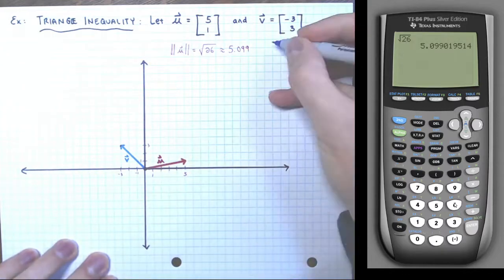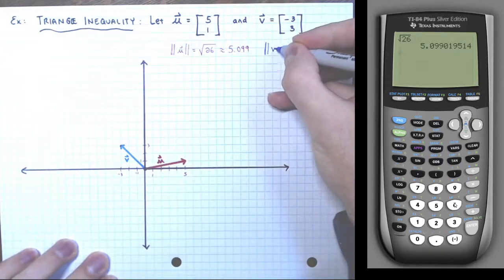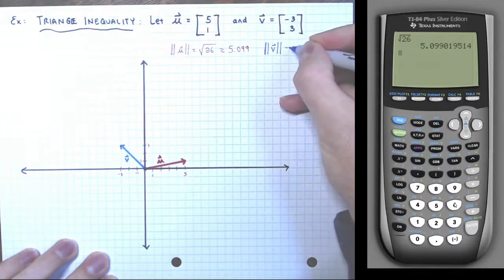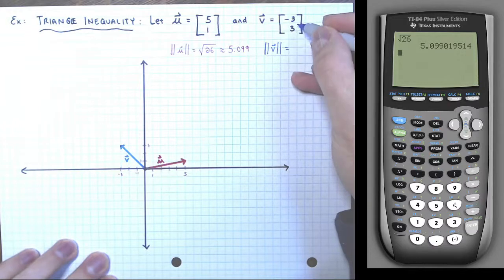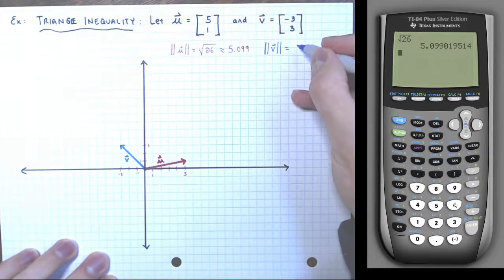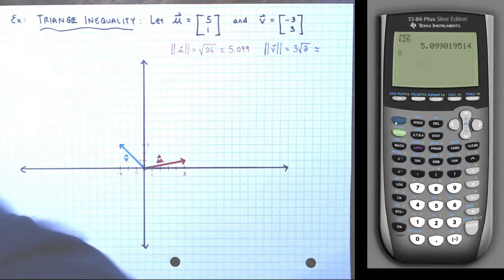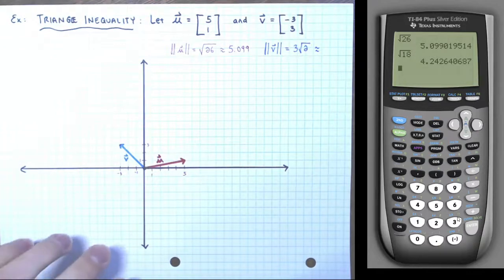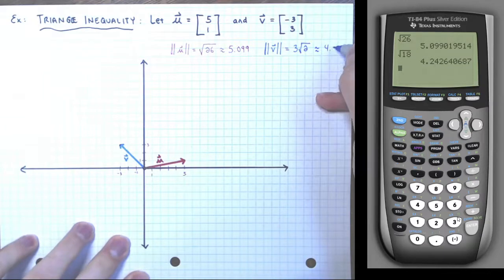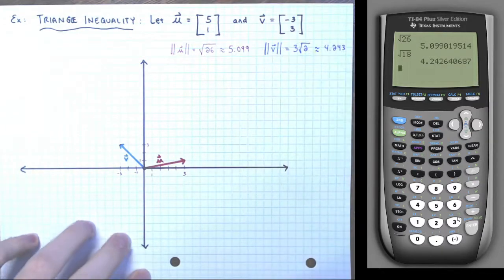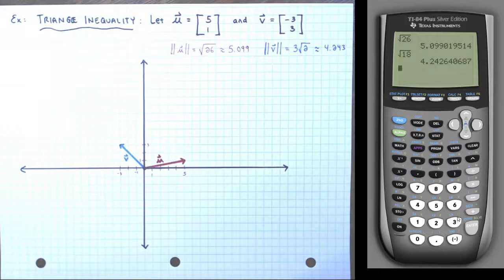Then the norm of vector v, its length, its magnitude, would be the square root of 9 plus 9, the square root of 18, which is 3 times the square root of 2. You can break up the square root of 18 into the square root of 9 times the square root of 2. Putting the square root of 18 in the calculator, this is approximately 4.243 units long. I'm being consistent, rounding both to 3 decimal places. Do whatever you want, as long as you're consistent.